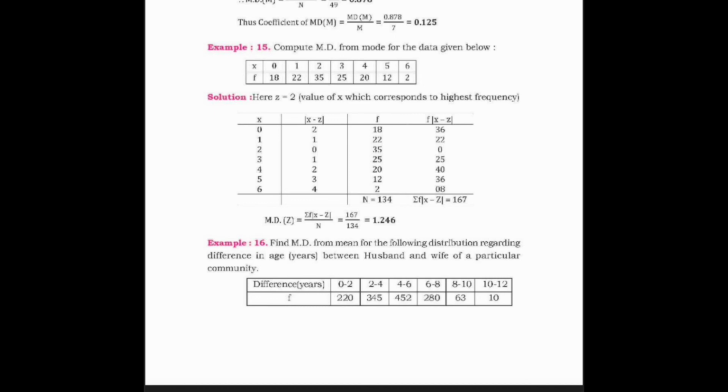That is equal to, here first you have to calculate the frequency. Frequency is given and x minus z you have to calculate. Then frequency into x minus z you have to calculate. Then the last column, you take the total of that, divided by 134, the frequency. Then you get an answer over there. The mean deviation from mode, that is what you are calculating.